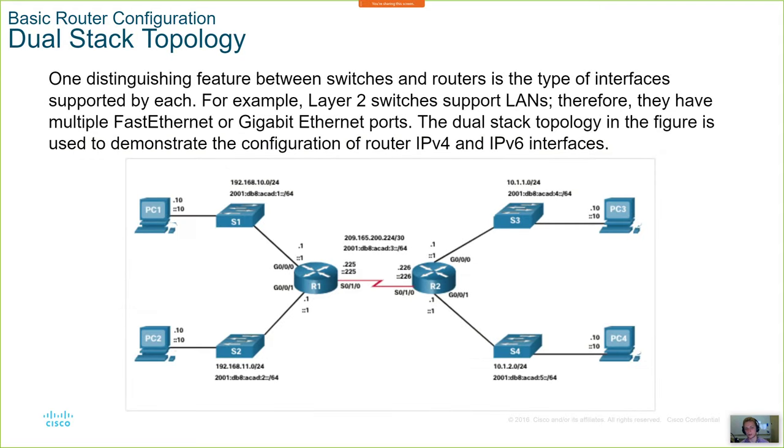Dual stack technology allows us to run IPv4 and IPv6 on the same network. It's pretty straightforward. You have to make sure that, of course, whatever you're doing supports IPv4 and/or IPv6. Hopefully it does. But you can run both technologies at the same time. This allows companies to transition a little easier from IPv4 to IPv6.